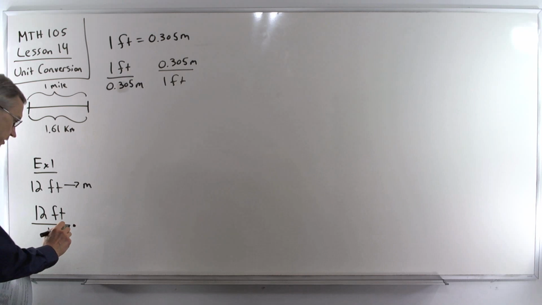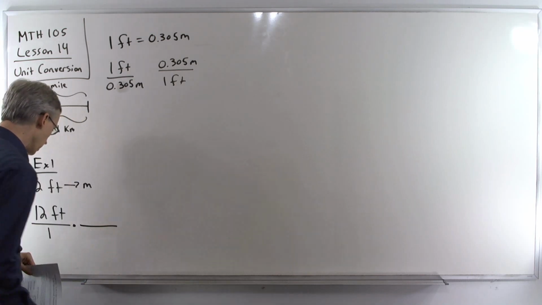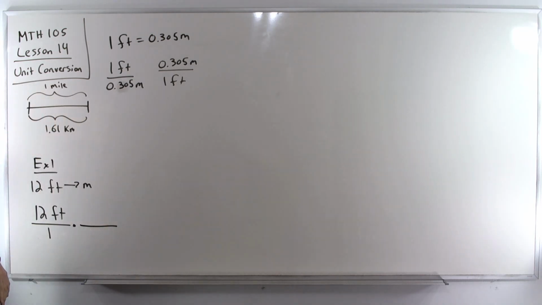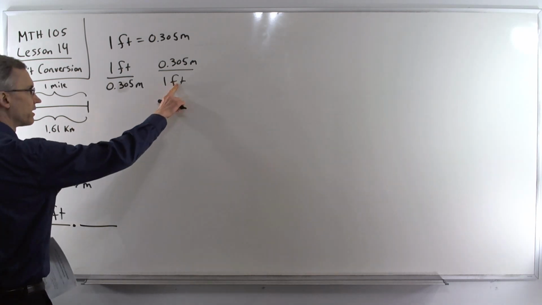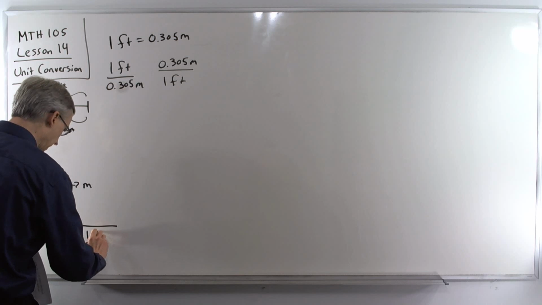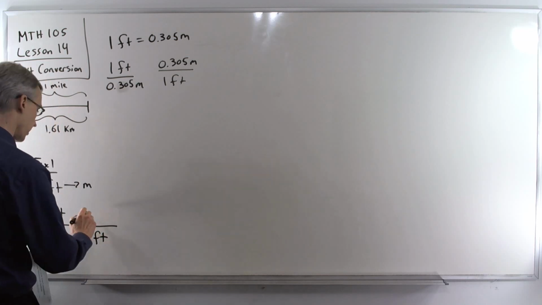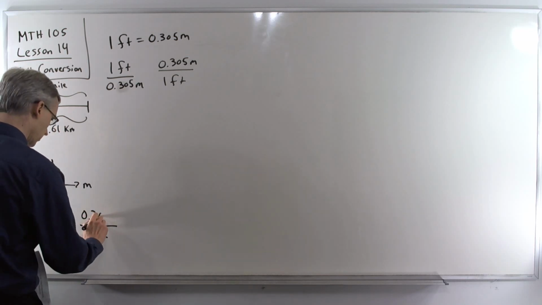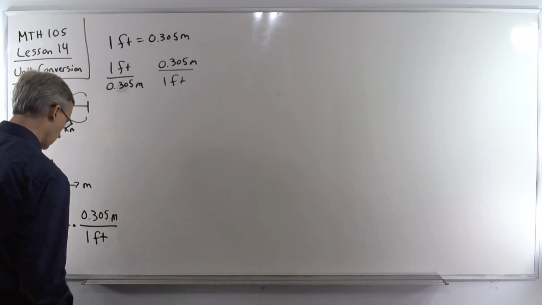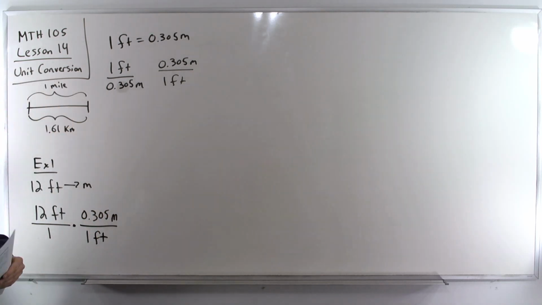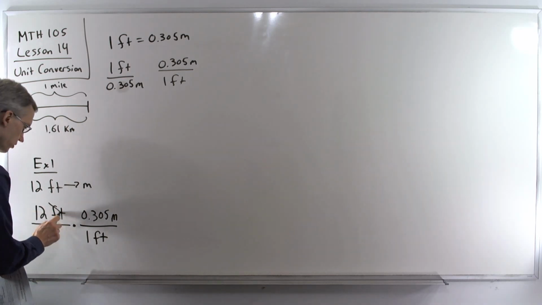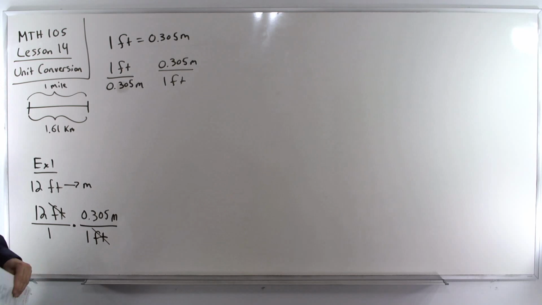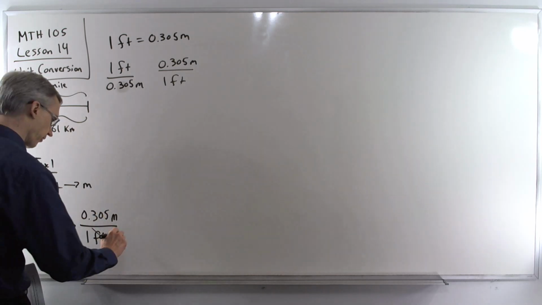Now we're going to orient this fraction so that we get rid of the feet and we keep the meters. So in order to do that, since we want to get rid of the feet, they have to be on opposite sides of the divisor line. That way they cancel out. Anything that matches on top or bottom cancels. It doesn't work just with numbers, it works with units too. So the feet are gone, and we're left with meters, and that's what we're looking for.